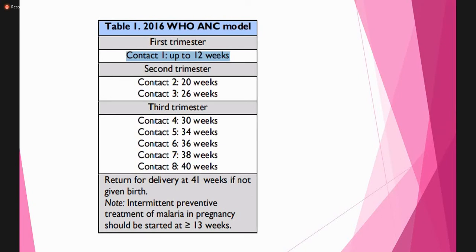Then in the third trimester, contact 4 at 30 weeks, then contact 5 after 4 weeks following contact 4, that is 34 weeks. And then after 34 weeks, a woman should visit the antenatal clinic every 2 weeks, that is 36 weeks, 38, and then 40 weeks. Return for delivery at 41 weeks if not given birth. If she does not have natural pains, then she can come for the induced one or whatever the decision of the caretaker. Note, intermittent preventive treatment of malaria in pregnancy should be started at greater than 13 weeks if malaria endemic area.